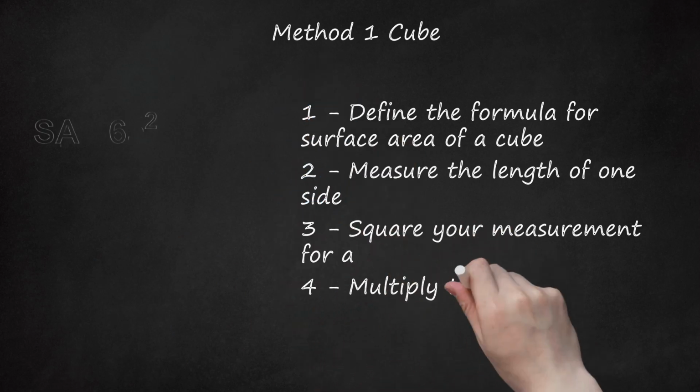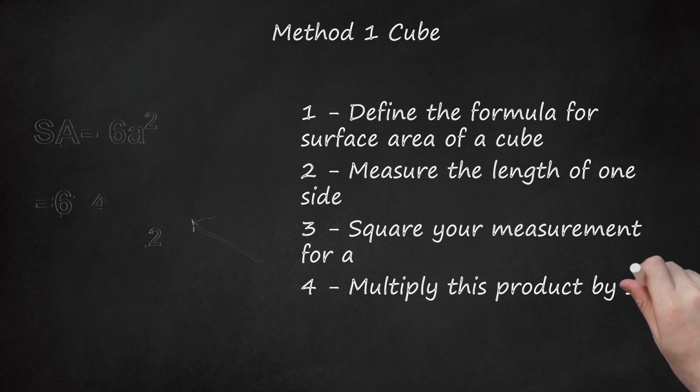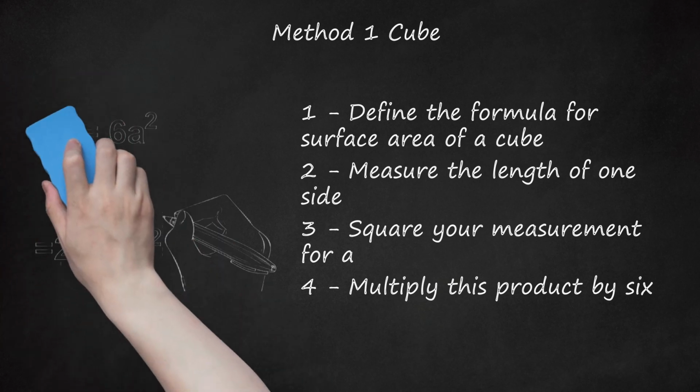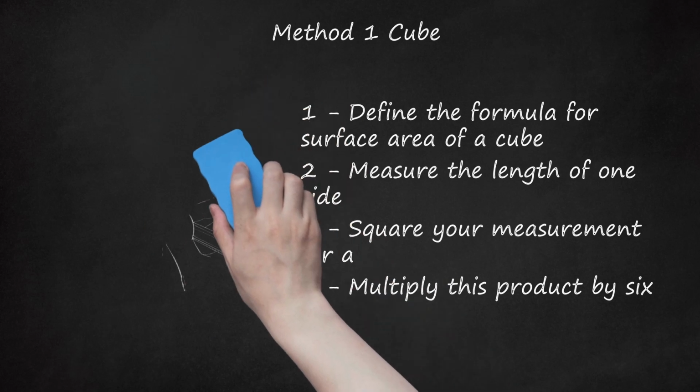4. Multiply this product by 6. Remember, a cube has 6 identical sides. Now that you have the area of one side, you need to multiply it by 6 to account for all 6 sides. This step completes the calculation for the cube's surface area. Example: A² = 4 square centimeters. Surface area = 6 × A² = 6 × 4 = 24 square centimeters.